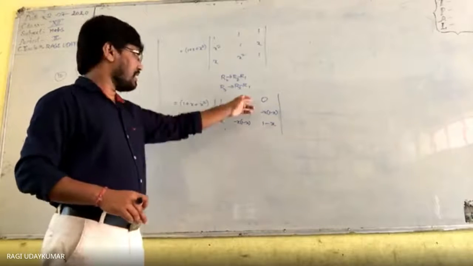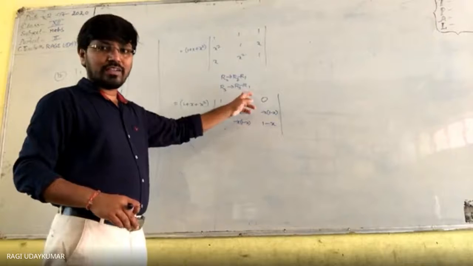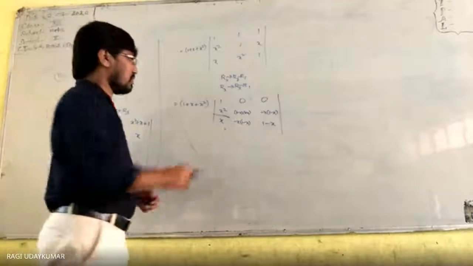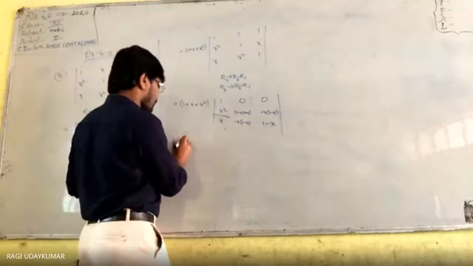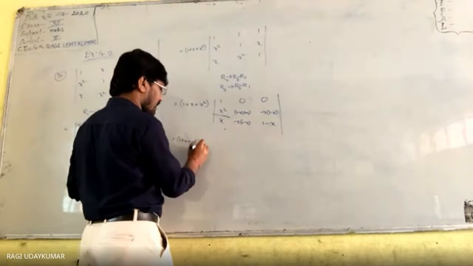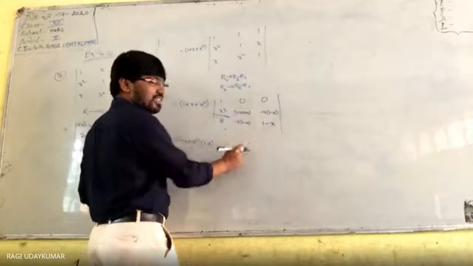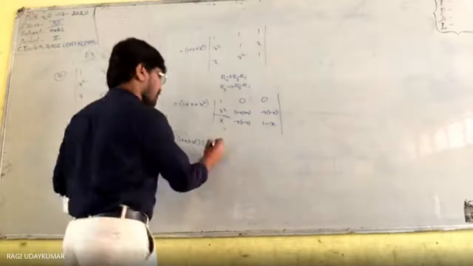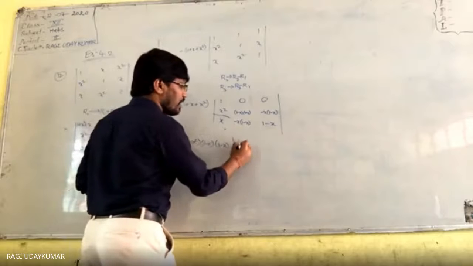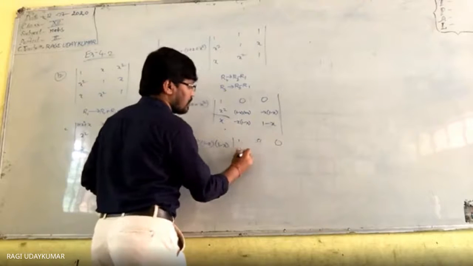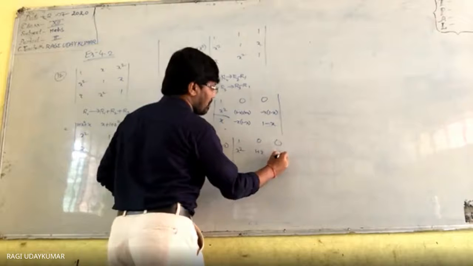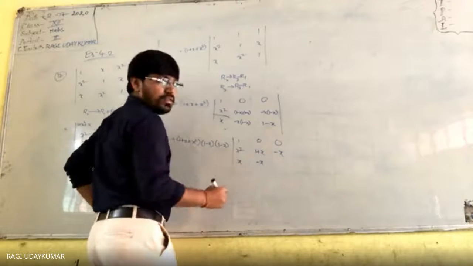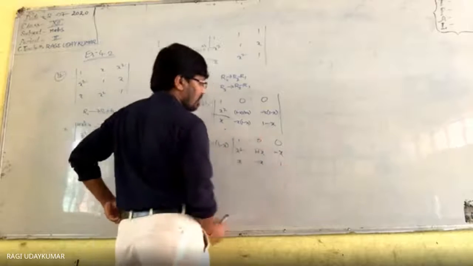1 minus x. Here there is a 0 now. As you are having 0, you can also write 0 into 1 minus x. So 1 minus x you take, 1 plus x square into 1 minus x. From column 2, from column 3 also 1 minus x. Then what do you get? 1 0 0. Here x square, here 1 plus x, here minus x, here minus x, and here 1.